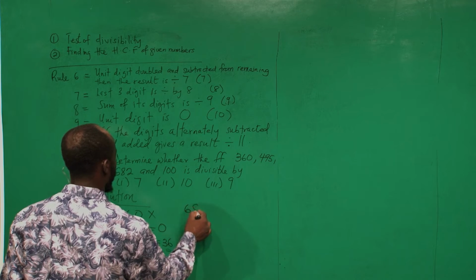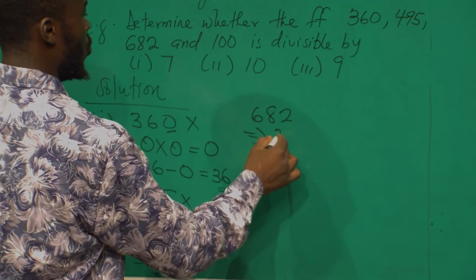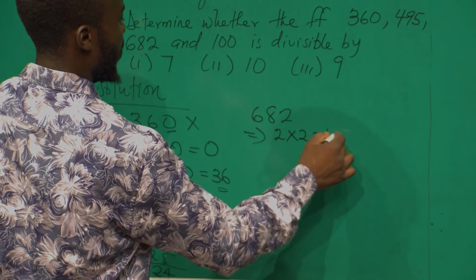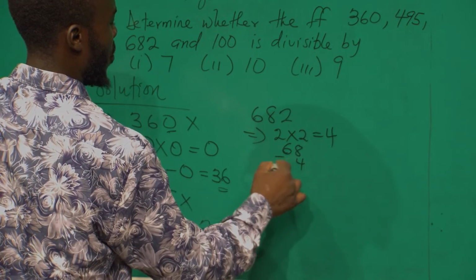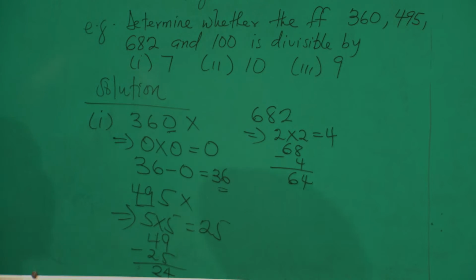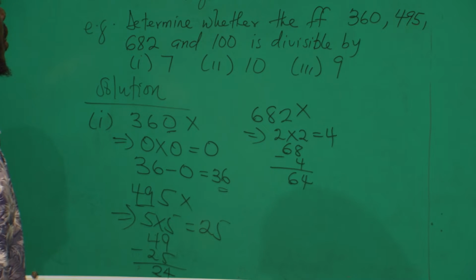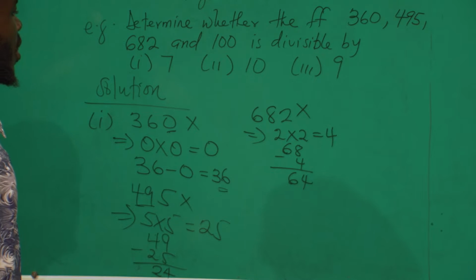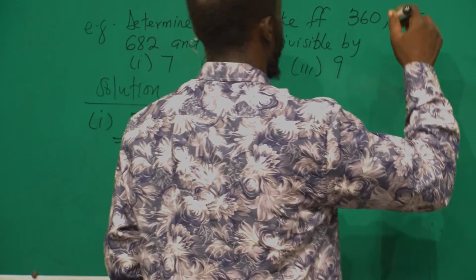That is 682. We have 2 times 2, that is 4. Then 68 minus 4 is 64. 7 sevens are 49, 7 eights are 56, 7 nines are 63. So this one too can't go. And definitely 100, 7 can't go. So we go to the next one.